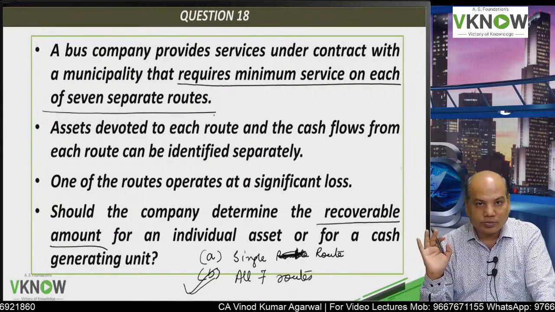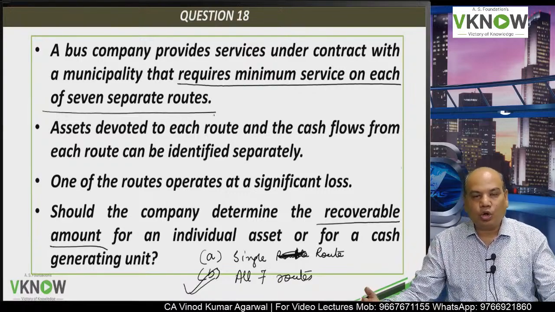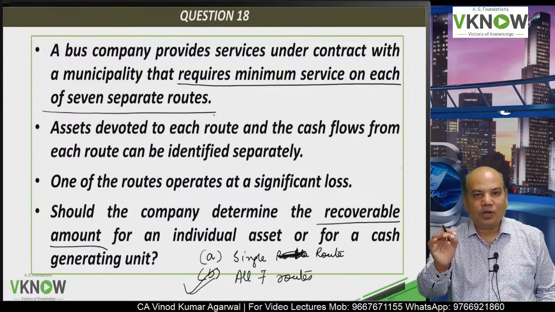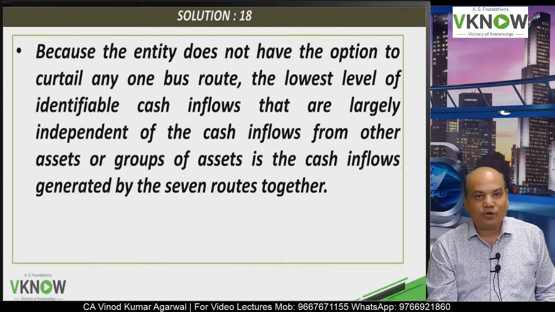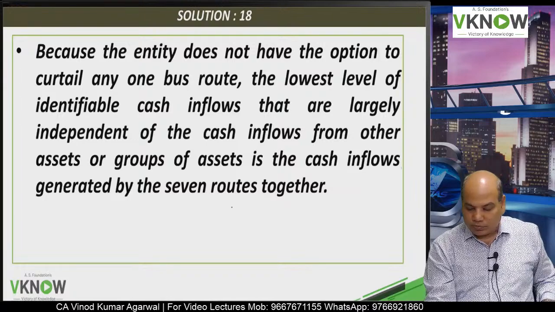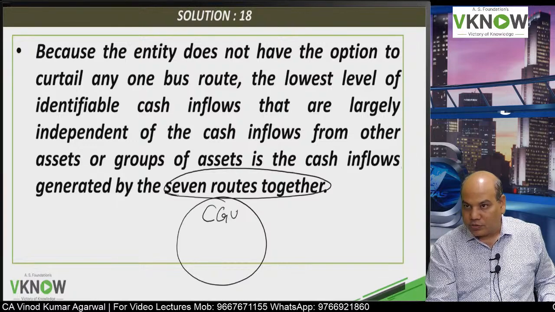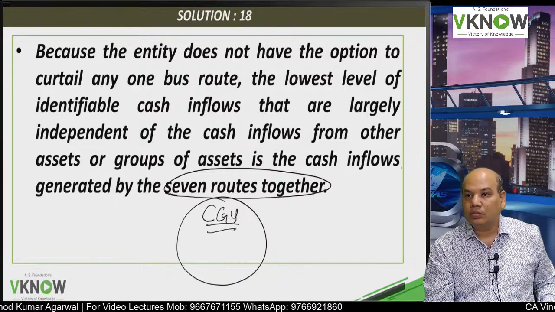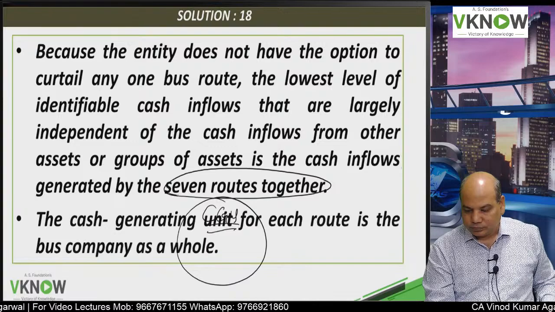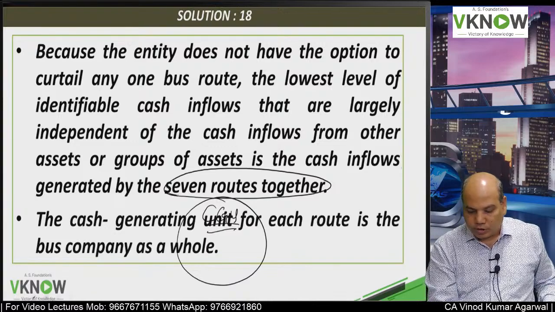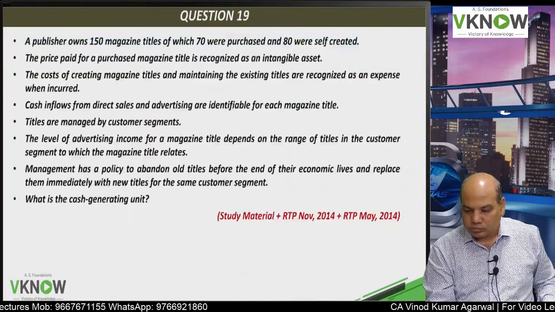the other routes. You are not allowed to close down one route, and hence all 7 units put together will be treated as CGU, and all 7 units put together will be tested for impairment. So this means the whole group of 7 routes put together is CGU. Cash generating unit for each unit is the bus company as a whole.